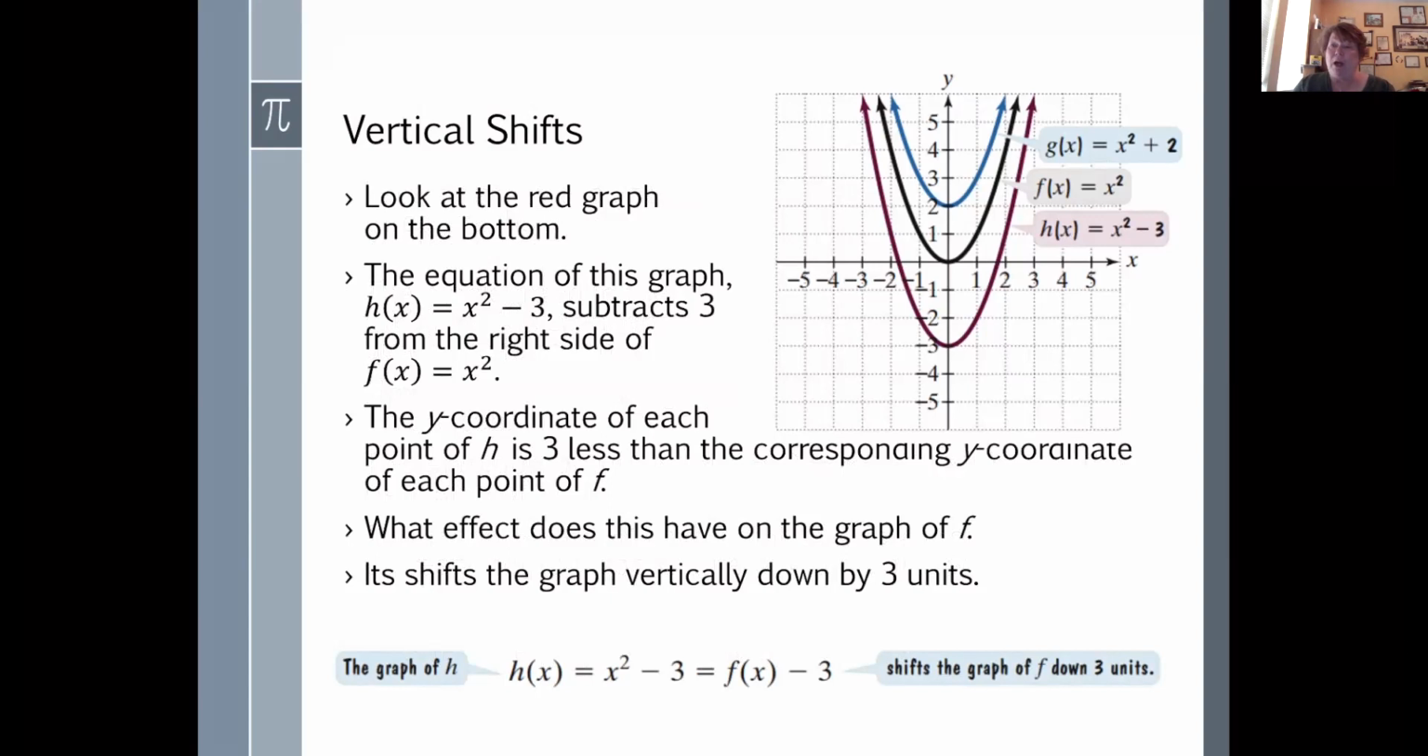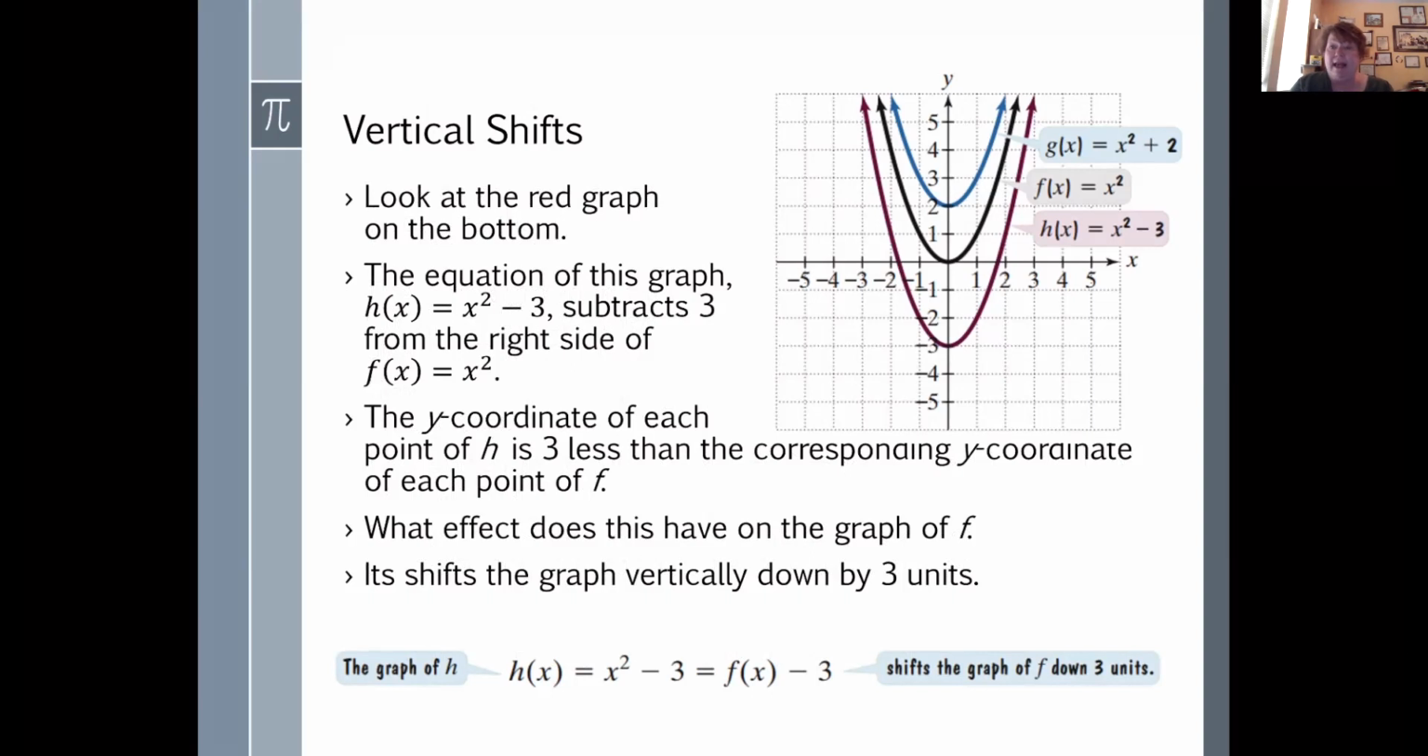So what happens to my y-coordinates? Well, all my y-coordinates, my outputs, are going to be decreased by 3. They're going to be 3 less than the output of f of x. For example, if I input 0 in f of x, I output 0. But if I input 0 in h of x, I output -3. So each y-coordinate in h of x is 3 less than the y-coordinate in f of x equals x squared.